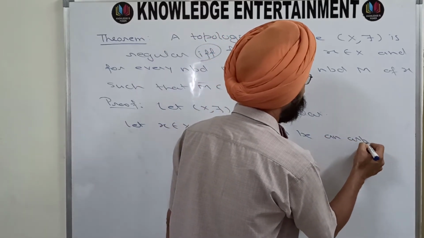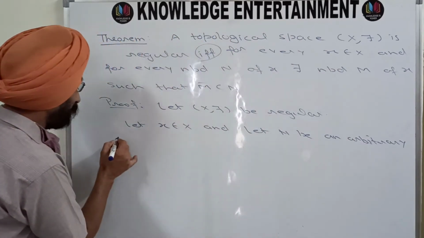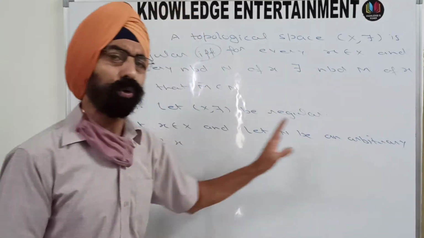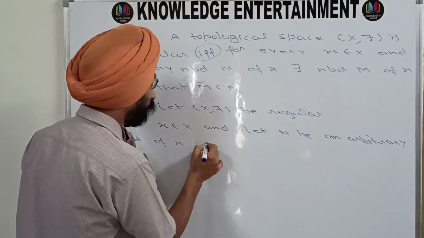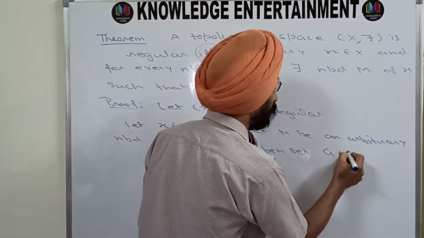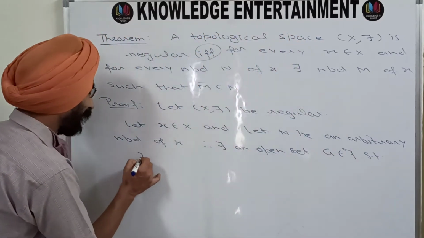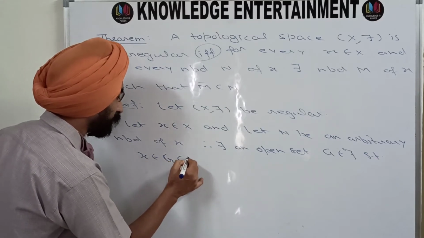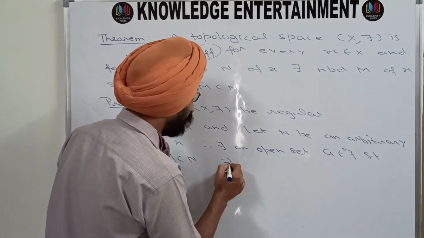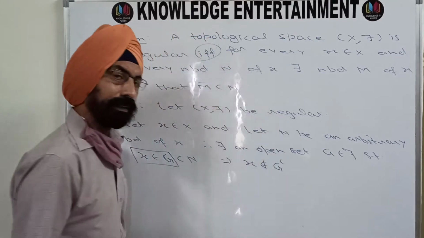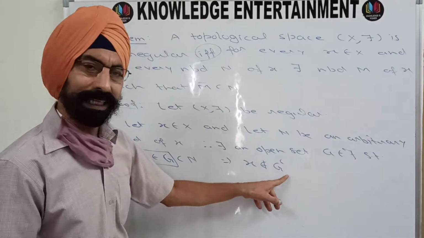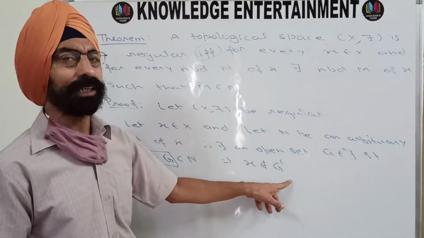Let x be any arbitrary point of X and let N be an arbitrary neighborhood of the point x. Since N is a neighborhood of x, by definition of neighborhood, there exists an open set G, open set means a member of τ, such that x belongs to G and G is a subset of N. Now x belongs to G, so that means x does not belong to G complement. G is open, that means G complement is closed.